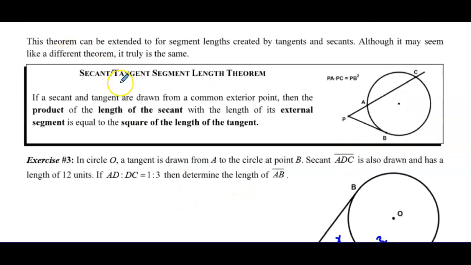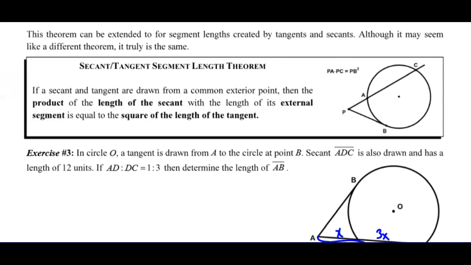So this can be extended to segment lengths created by tangents and secants. It's the same thing. It's still outer times total. The only difference is, in a tangent, the outer and the total are the same thing. So that's why you see a square here, but it's still outer PA times total PC equals outer PB times total PB. Same thing. It's just written a little differently.